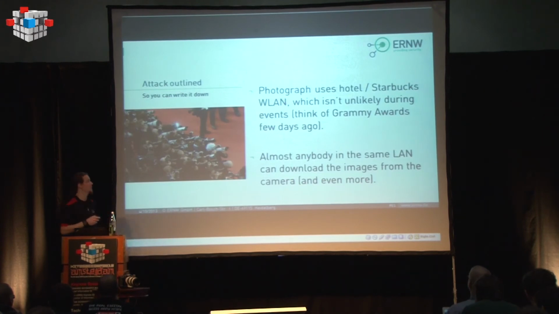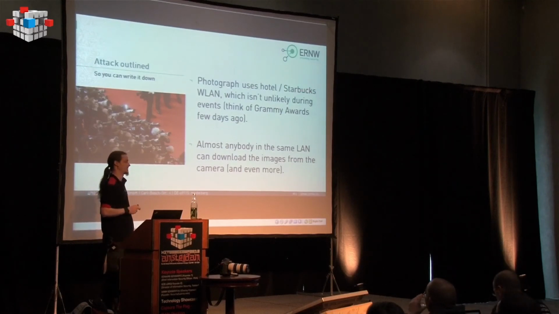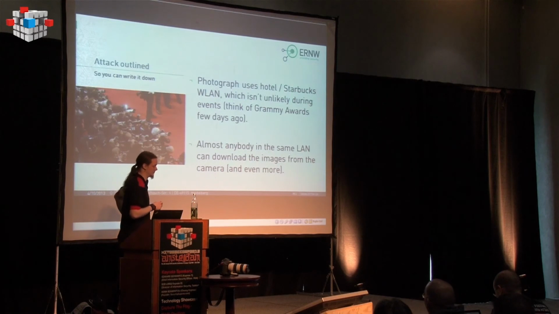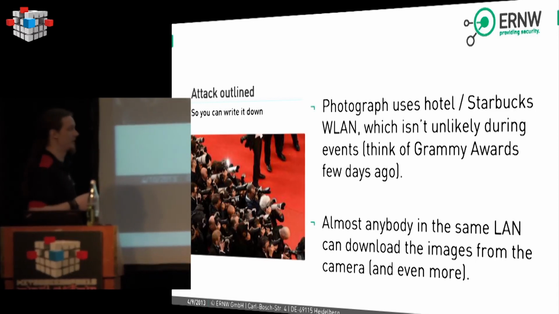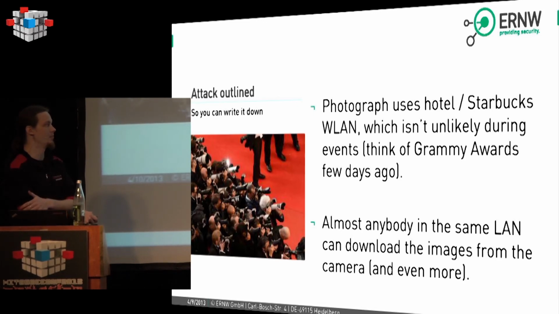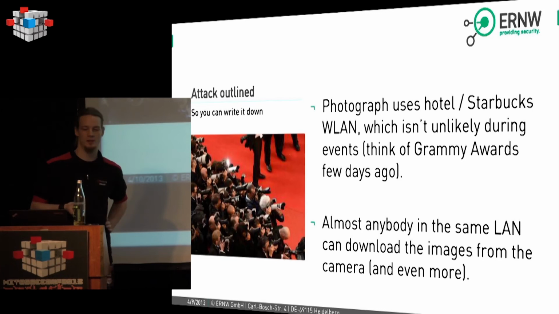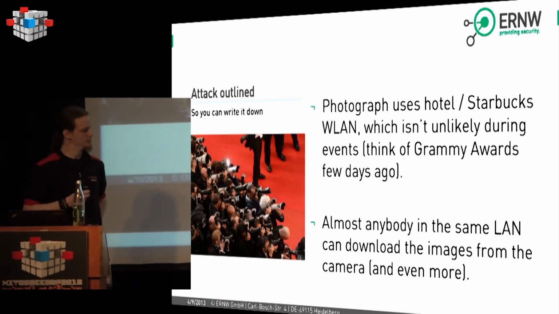So what does this mean? If some photographer is using an unsecured network, like your hotel's WLAN or the hotspot in the next Starbucks or some other network, which isn't very unlikely, just think about some big event, then almost anybody with just a little bit of knowledge in the same network is able to download images from the camera. And in some communication modes, he's even able to do more nasty stuff, like start the recording of a video, get all the audio out of the video. So this camera really is a surveillance device, if you like to.